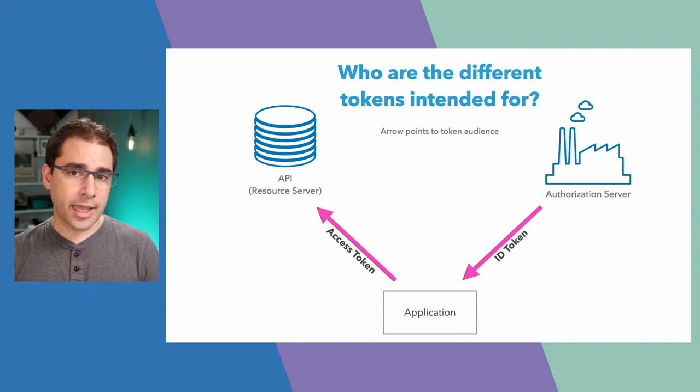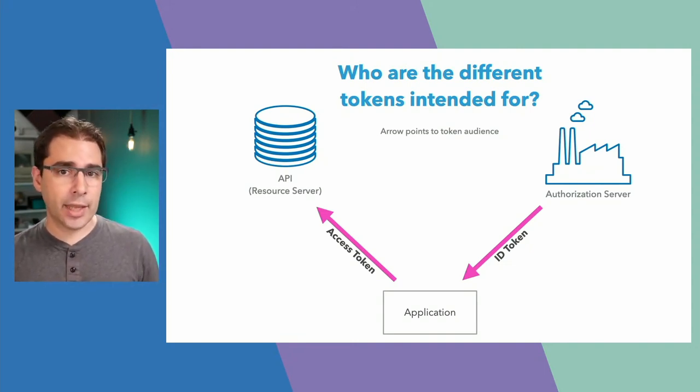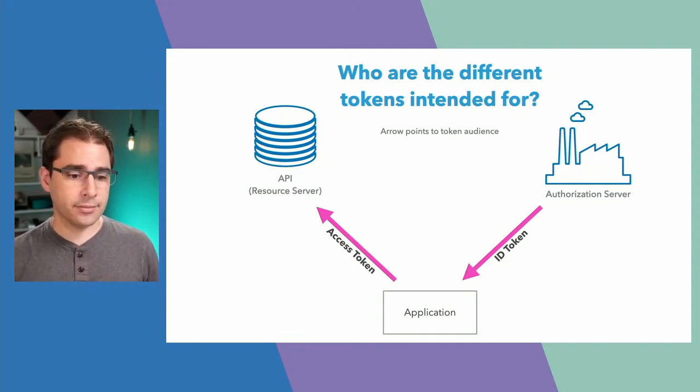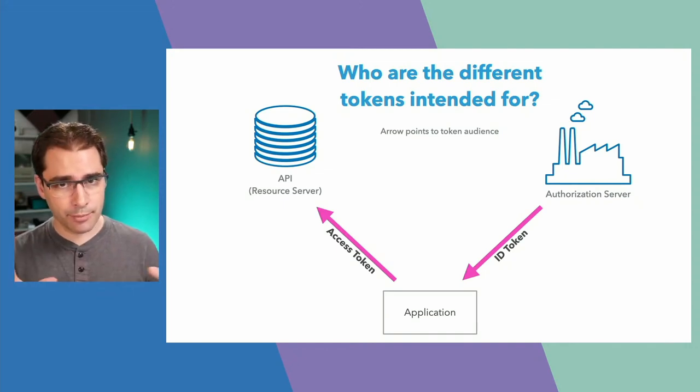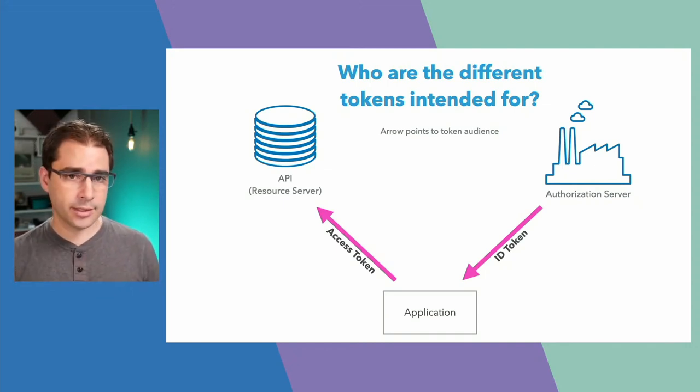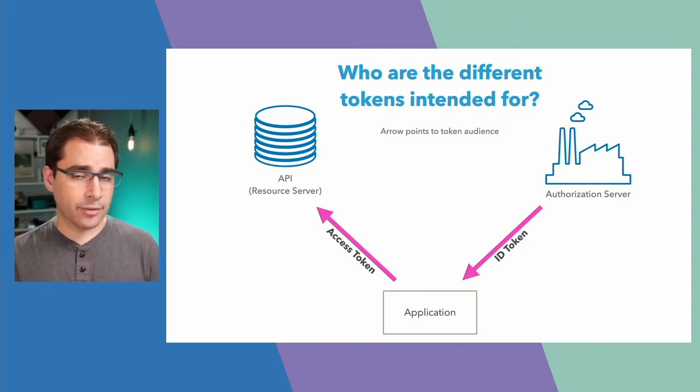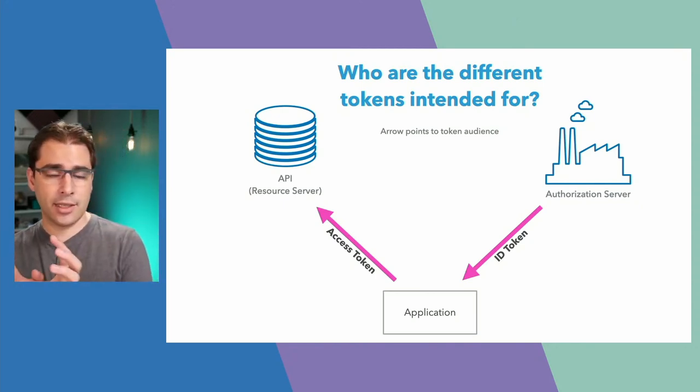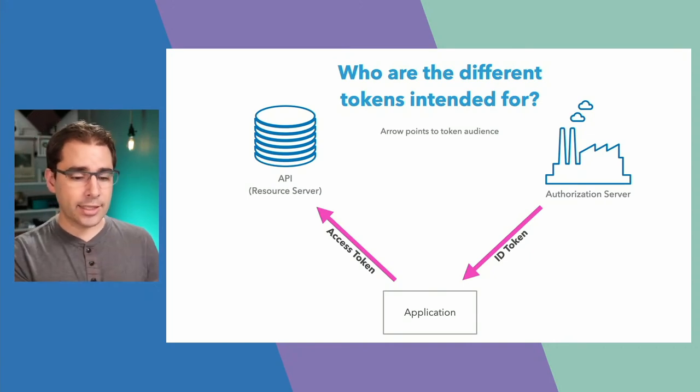The audience of an access token is an API. It's a resource server. That's the only role in this that is supposed to be actually looking at them and understanding what they mean. The audience of an ID token is the application. This means applications are never going to look at access tokens, and it means that applications are never going to send ID tokens to APIs.